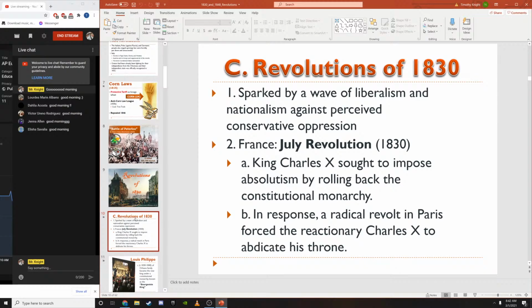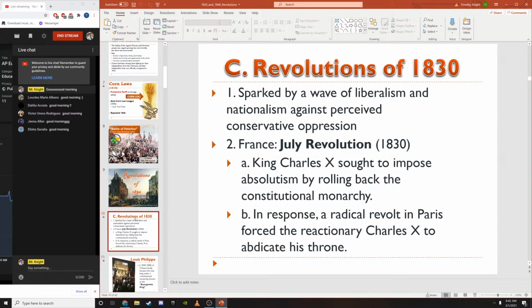But the people of France really didn't like the Bourbon dynasty at all. And so the Bourbon dynasty was under harsh criticism from particularly French liberals and nationalists, of which there were a lot because of the influence of the French Revolution and Napoleon for so long. So by the time that we get to the year 1830, we see something happen in France known as the July Revolution. What happened was that King Charles X, who was the Bourbon king, sought to impose absolutism by rolling back the constitutional monarchy. Remember that even though they put the Bourbon dynasty back on the throne in France, France was supposed to remain a constitutional monarchy like Britain was.